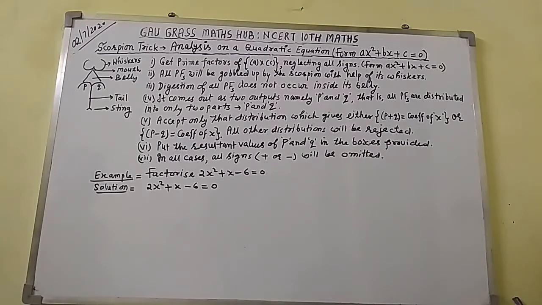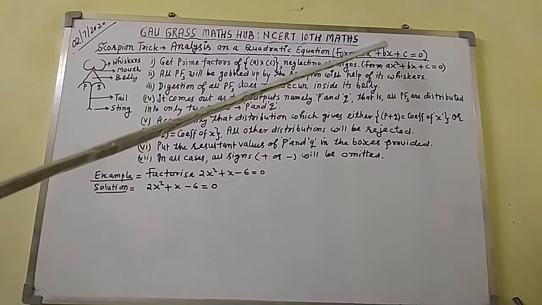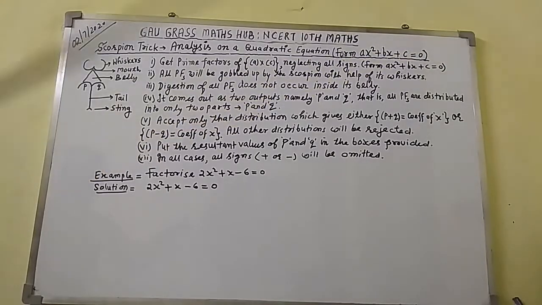Today I shall discuss one trick. That trick is the Scorpion trick for analysis of a quadratic equation of the form ax square plus bx plus c equal to 0. Here I have made a scorpion. You can see here.